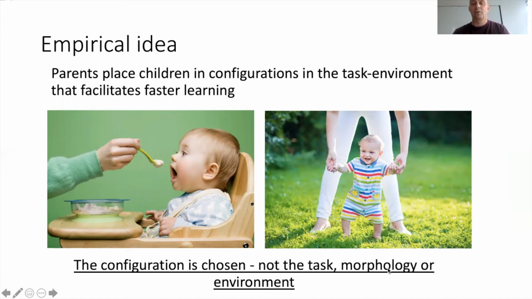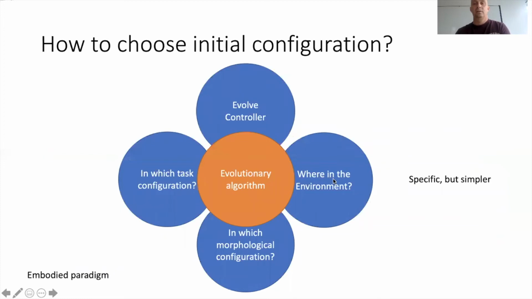So basically, if you talk about evolutionary robotics, we are not really evolving the task or the morphology or the environment. We just figure out in which configuration to start the learning process. So once you have this simple idea, you can talk about the context of evolutionary robotics. Of course, we still want to evolve a controller. That's our aim. We have our evolutionary algorithm. But now it's not a matter of evolving the environment. The environment is given. So where should we place an agent in the environment so that it can learn the most?